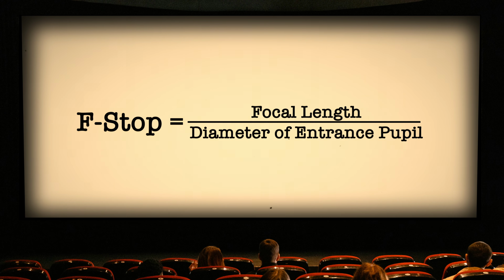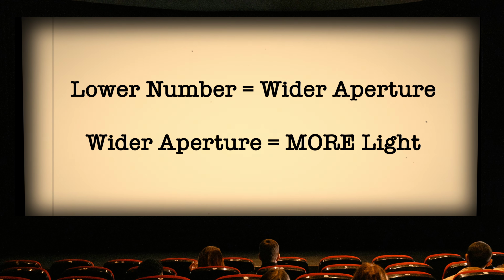Because the f-stop is expressed as a ratio, the numbers that reflect your aperture might seem odd or counterintuitive at first. You know, it's not as simple as 1, 2, 3, 4. But you just need to remember this one rule. The lower the number, the wider the aperture. And the wider your aperture, the more light will reach your sensor.